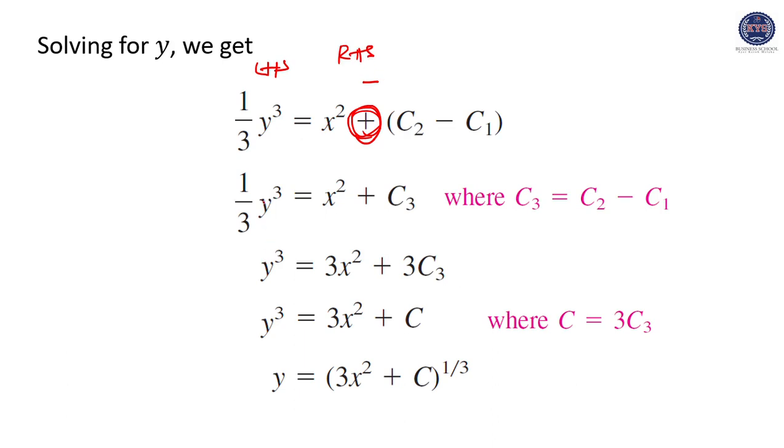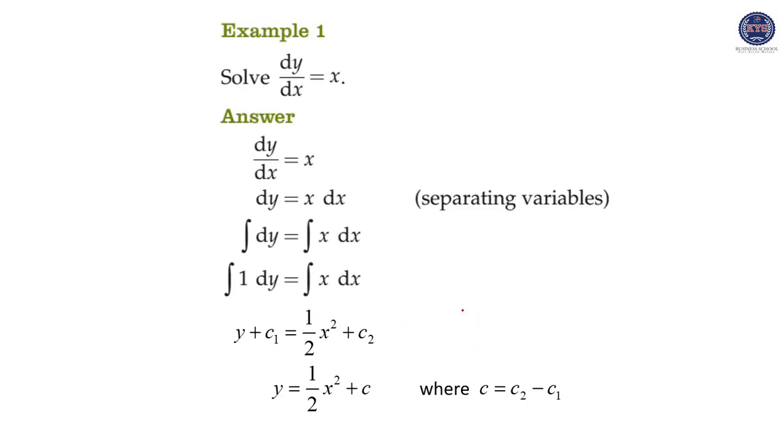Here you just play around with the algebra. For example, over here you have 1/3, so in order to eliminate this 3, you can multiply the whole thing with 3, together with the constant. That is why here you get 3C3. Later you put it as a big C, in general C. And after that you move this cube to become the power of 1/3. Okay, clear? So this one is from delta.